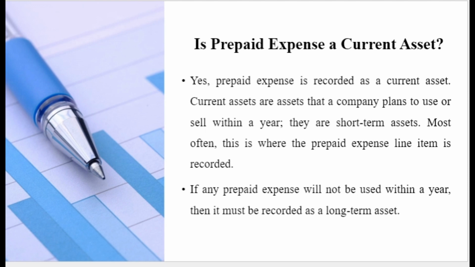Any prepaid expense that is not used within a year will be considered as a long-term asset. Anything which is above 1 year will be seen as a long-term asset. Within a year it is current asset.